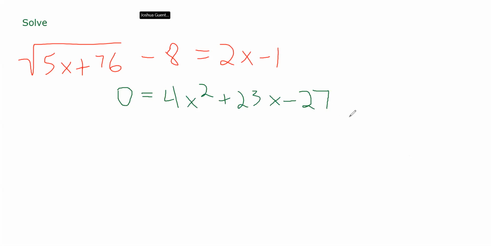Now, technically, there is a way to factor it, and the way we can factor it is actually not quite as bad as it looks. But there's another possibility. We could use the quadratic formula.